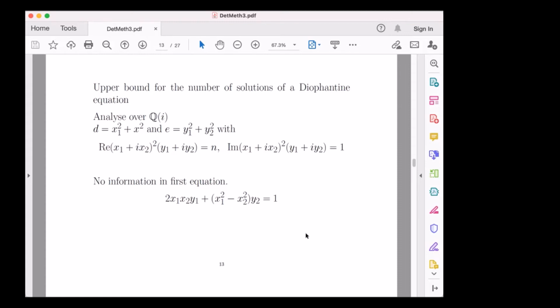And you can see that d and e will have to be sums of two squares, and that x1 plus i x2, sorry, that should be an x2 there. (x1 plus i x2) squared times (y1 plus i y2) will correspond to n plus i. And so the real part of this will be the number n, and the imaginary part will be 1.